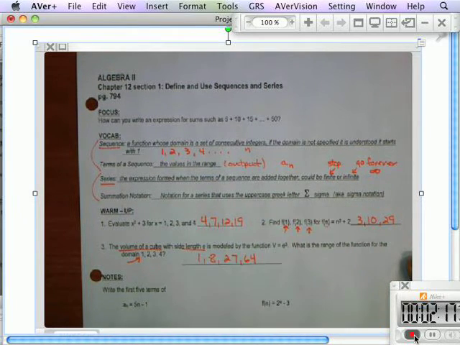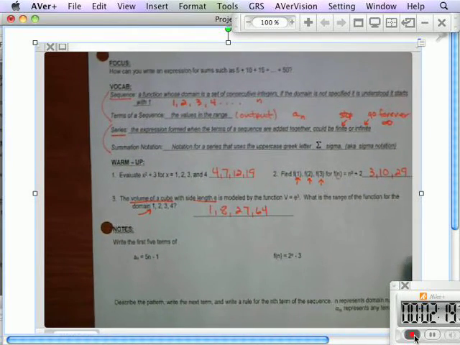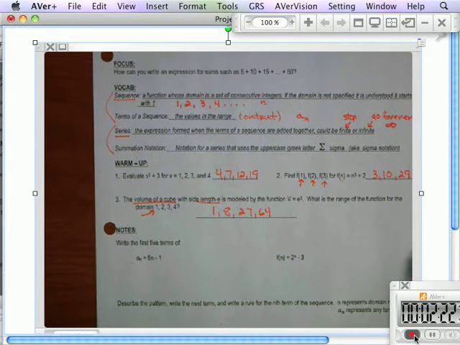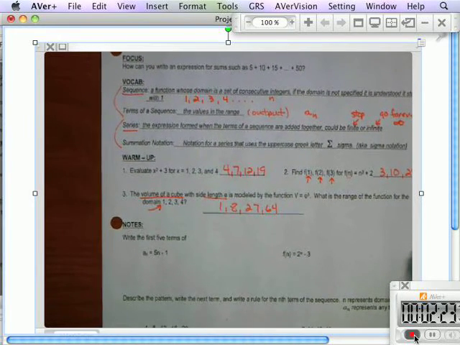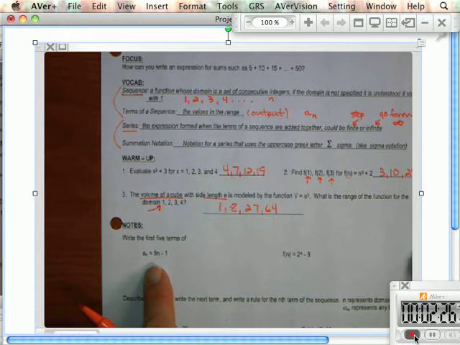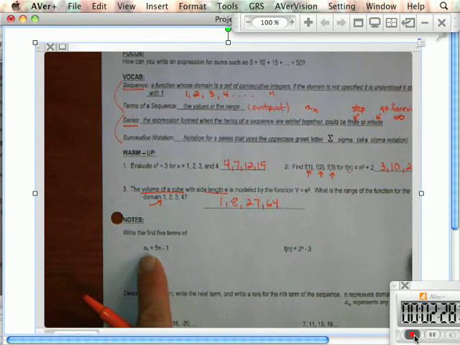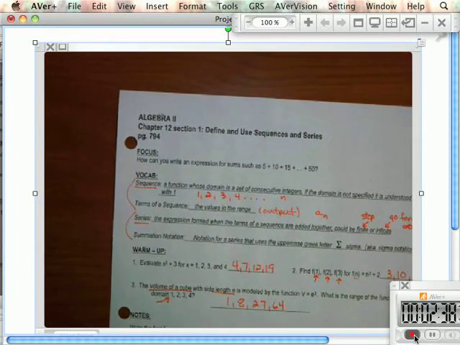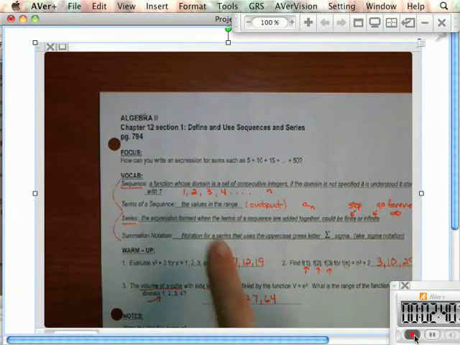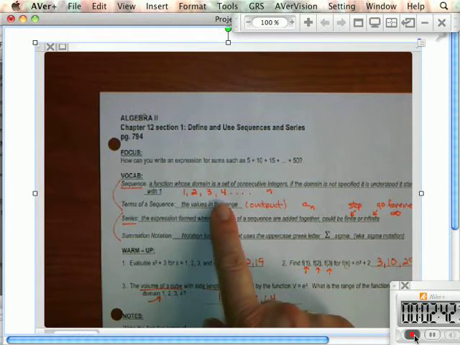Okay? All right. So, first of all, let's write the first 5 terms of this sequence right here. So, A of n is the output, n is the input. The terms are the output. So I want to know what the first 5 output A of n's would be. And what did I say? If they don't tell you what the domain or input is, what do you use? 1, 2, 3, 4, 5.